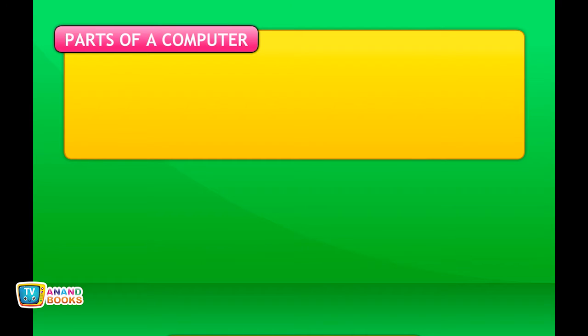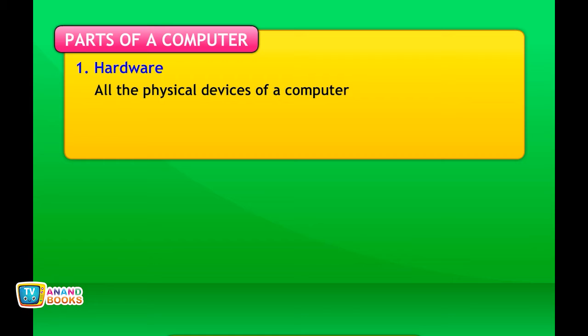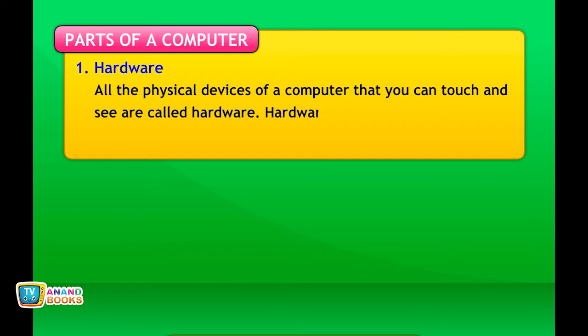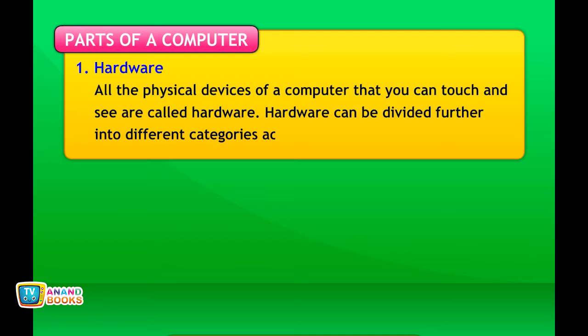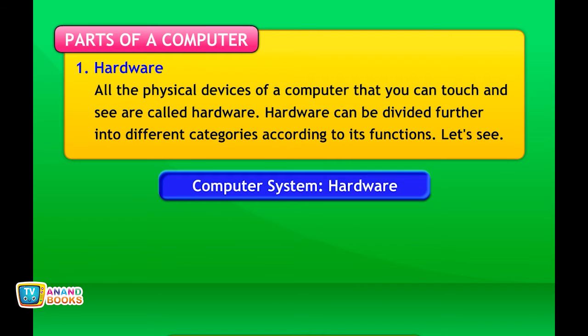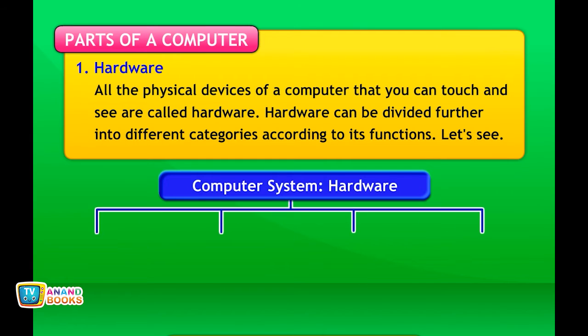Parts of a computer. 1. Hardware. All the physical devices of a computer that you can touch and see are called hardware. Hardware can be divided further into different categories according to its functions. Let's see. Computer system, hardware.